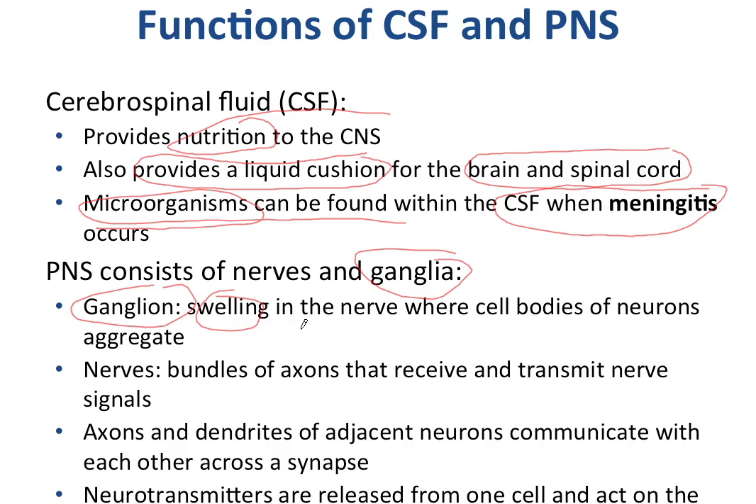Okay, neuron. So the nervous cell's body. Because the cell body of the neuron is very big, many neurons stay together, so they can make a swelling structure. So this is called a ganglion. Okay. So the nerve fibers, so there's a bundle of the axon.